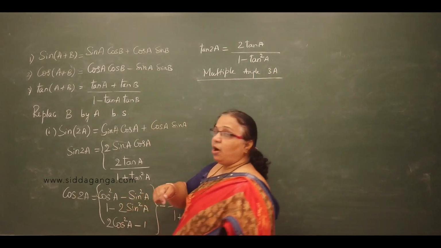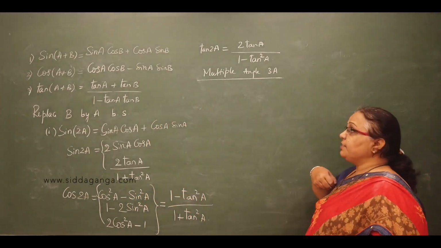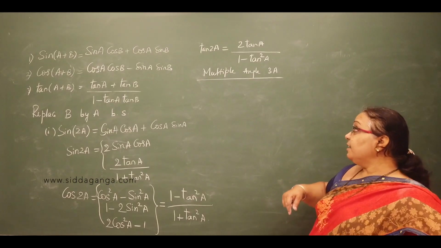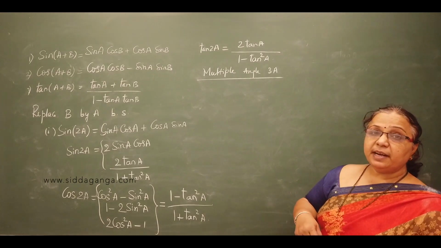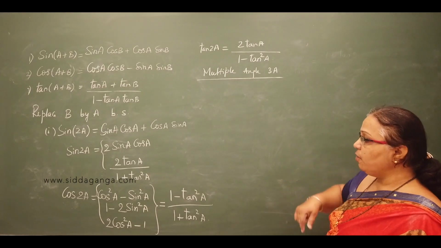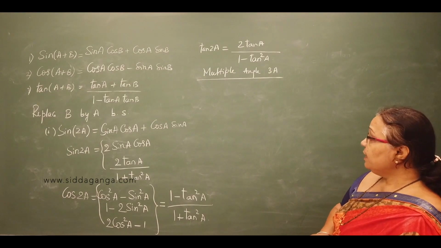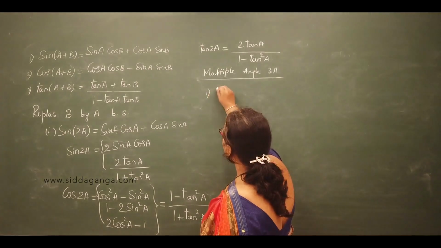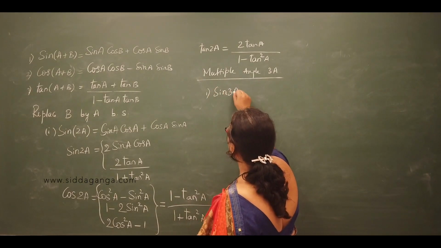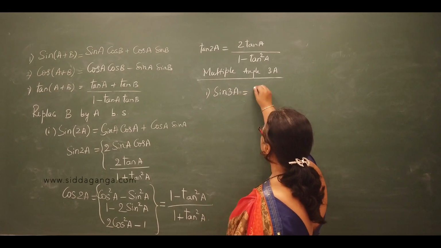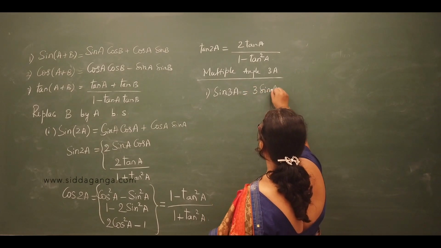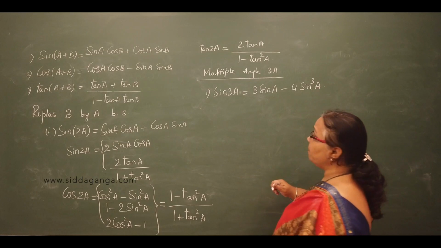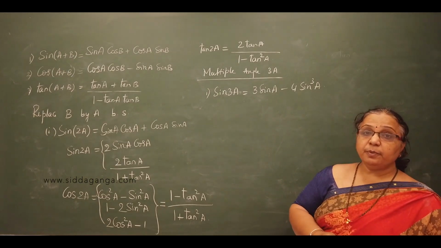With the help of compound angles identities and multiple angle 2A results, we can find the results of the multiple angle 3A formula for the trigonometric functions. So here, first result, sin 3A is equal to 3 times sin A minus 4 times sin cube A.